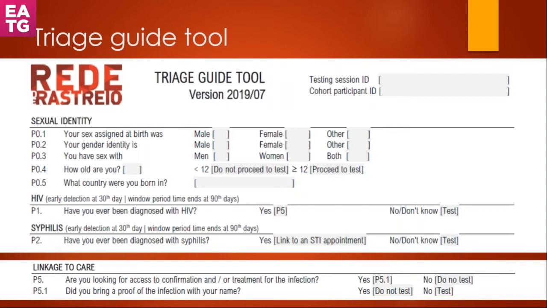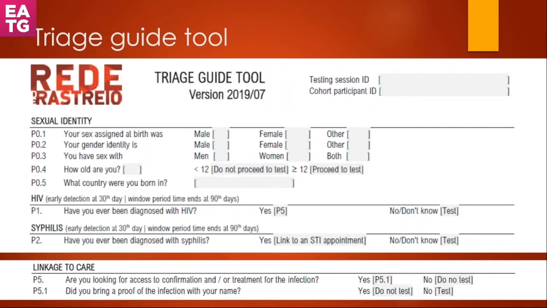Then we ask how old people are. If they are under 12 years of age, they should not proceed to test. If they are over 12 years of age, they can proceed to test. For people between 12 and 18 years old, it's in the superior interest of the child to know their status for sexually transmitted infections, so we provide testing with ethics committee approval. Then we ask what country they were born in. This will be very helpful because of endemic countries for hepatitis B and hepatitis C infections.